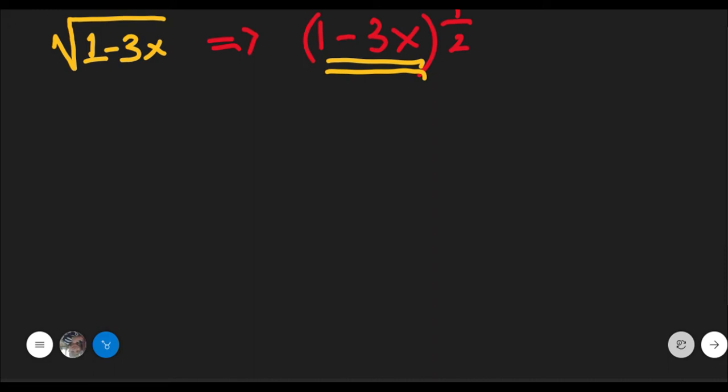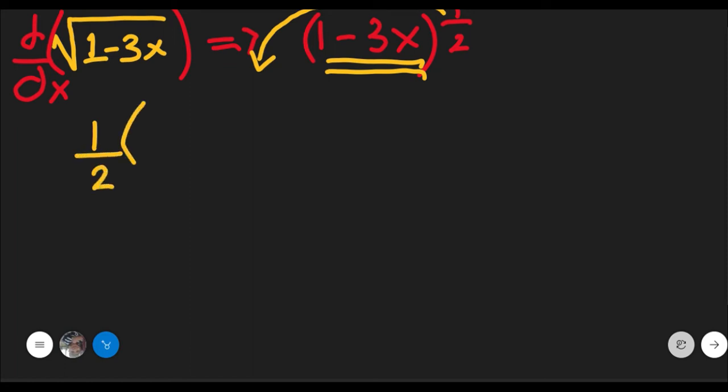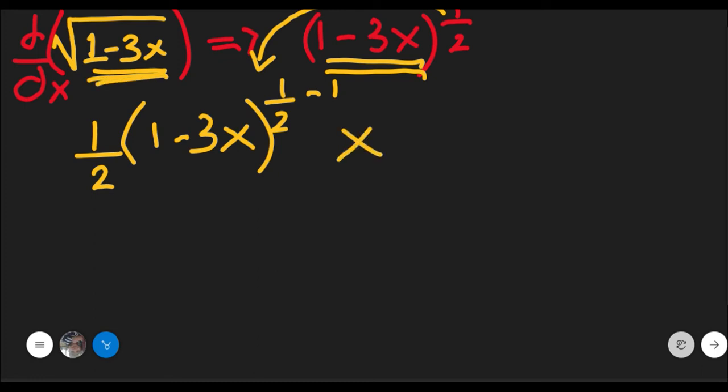So we need to write d over dx, and then we can start the question. You can bring this power here. This would become half, 1 minus 3x to the power half, and then you can subtract a 1 from it. So this was the outer differentiation. Now we are going to differentiate the inside function, that is 1 minus 3x. So the differentiation of 1 minus 3x is, we can do it here.